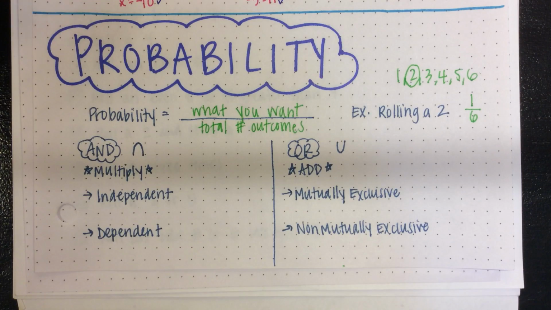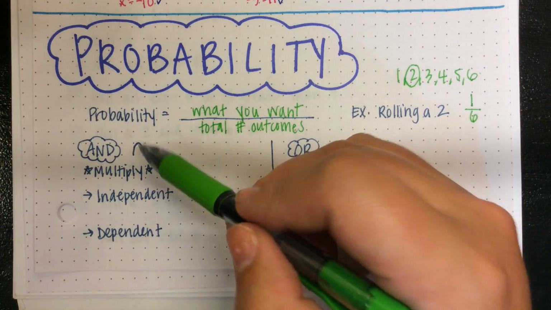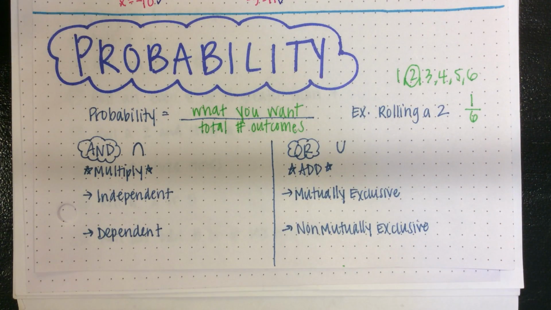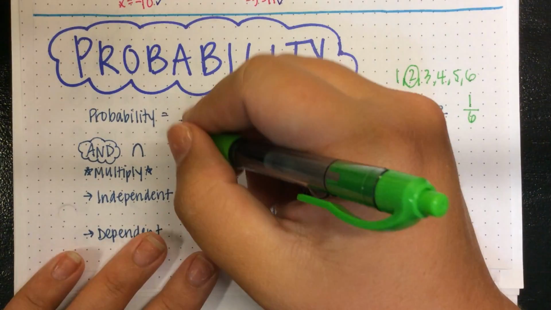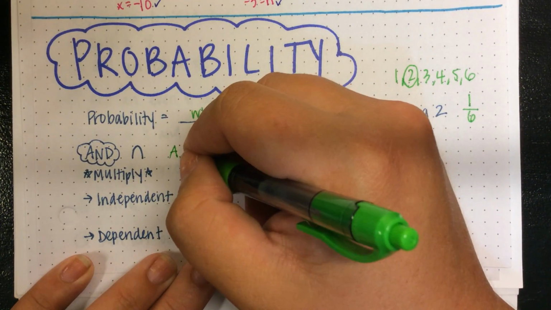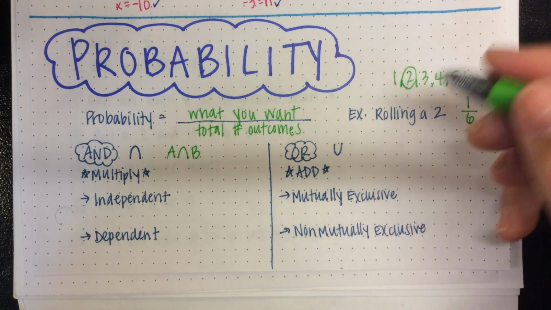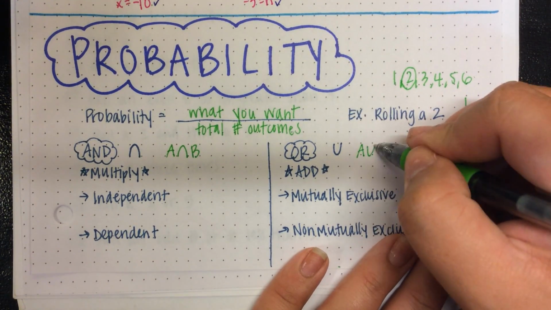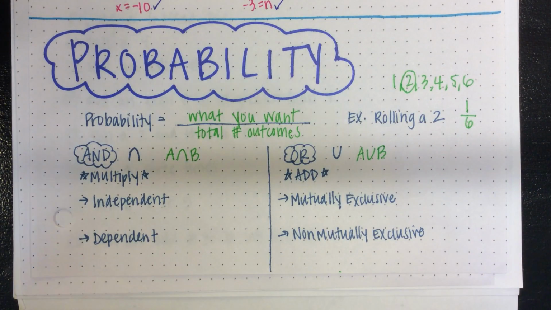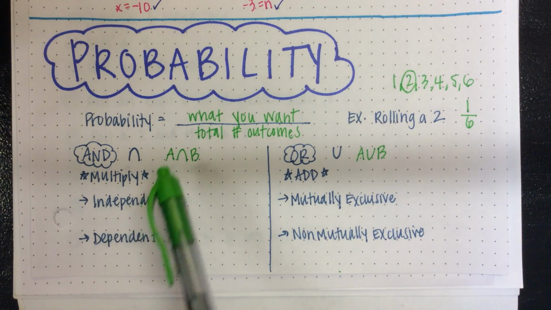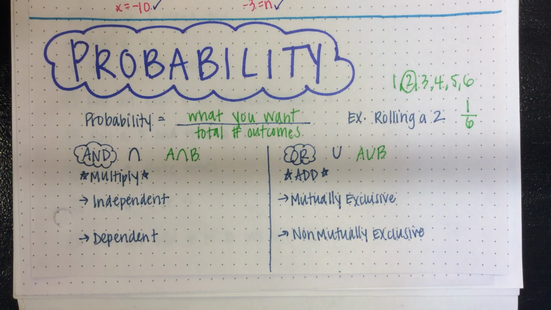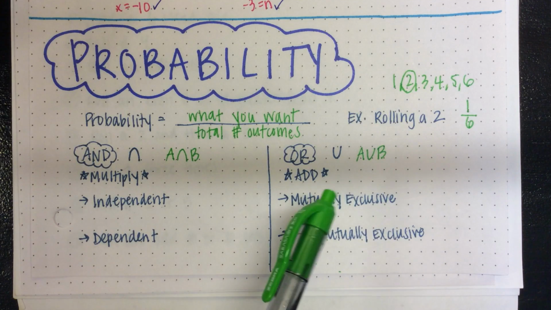The symbol for "and" is the upside down U. So if I want probability A and B to happen, that's how we label it. "Or" is the regular U, so I say A or B. If it's an "and," we're going to multiply. That's our main operation. If it's "or," we're going to add.